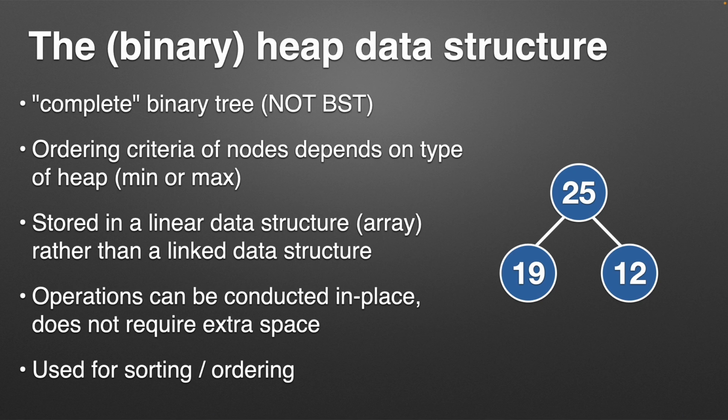And the reason that we do that is because we're going to store this in an array. We're not going to do this as a linked structure anymore. We're going to think about it both ways, but we're going to store it in an array, and that's going to give us some nice advantages. So there are two types of binary heap that we're going to talk about, a max heap and a min heap. There can be others, but these are the most common.